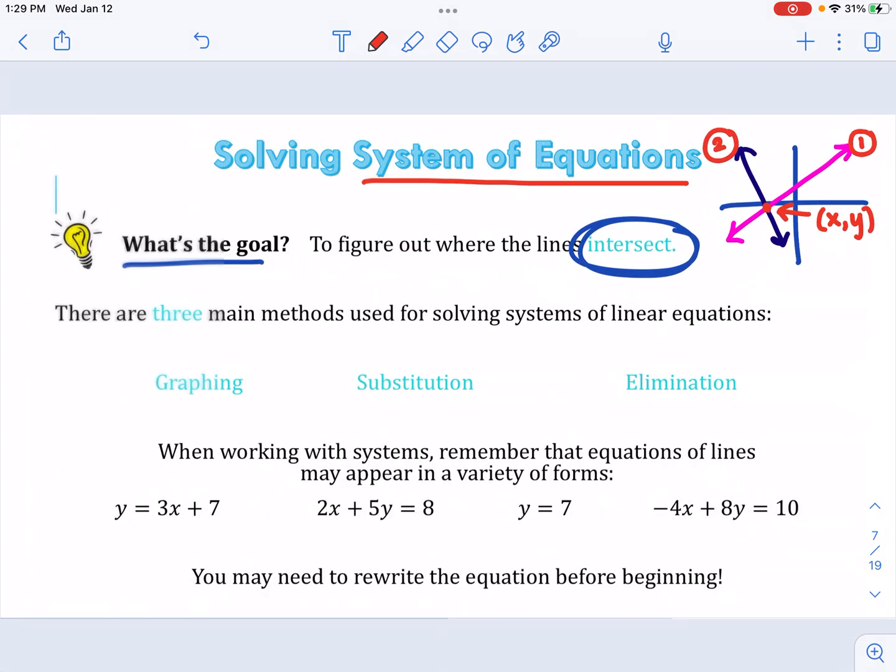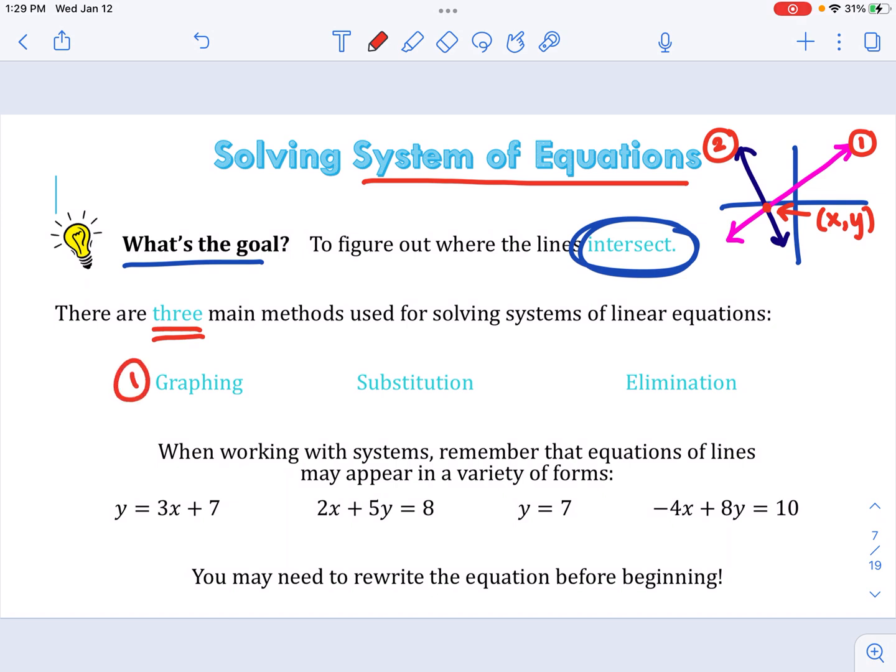So when we look at what it means to solve a system of linear equations, it means to figure out where the lines intersect. It's the one point that satisfies all the equations in the system. There are three major methods for solving systems of linear equations, and we're going to go over each of them today.